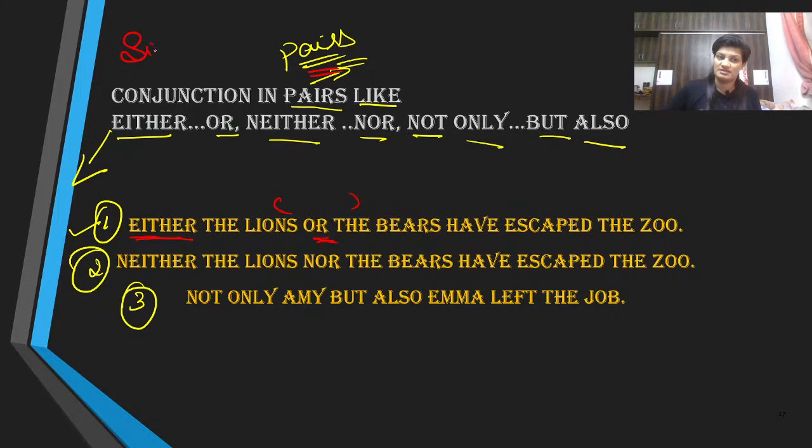Number one is single, number two is in pairs, like this: neither nor, and then, yes, of course, not only but also. Either the lions or the bears have escaped the zoo. Neither the lions nor the bears have escaped the zoo. Not only Amy, but also Emma left the job. Now, these are called as pairs. The first ones, single worded, are called single worded pairs.